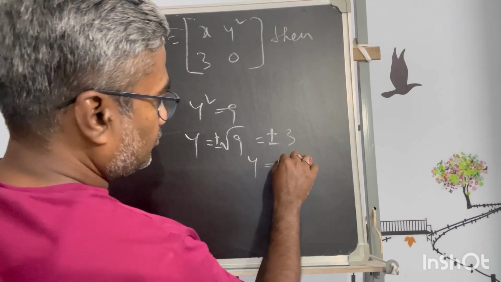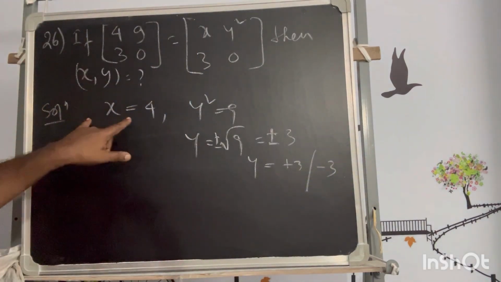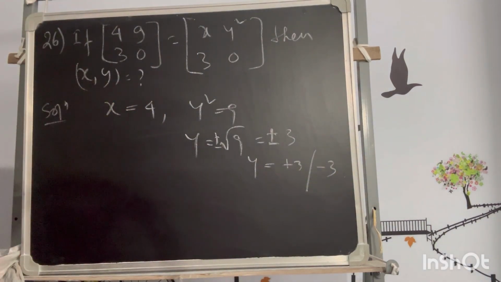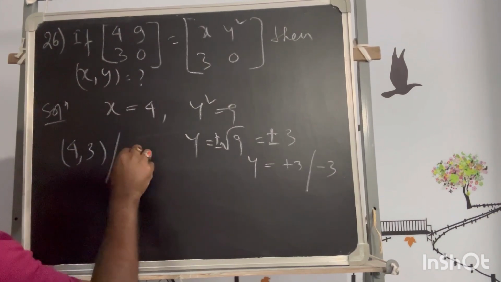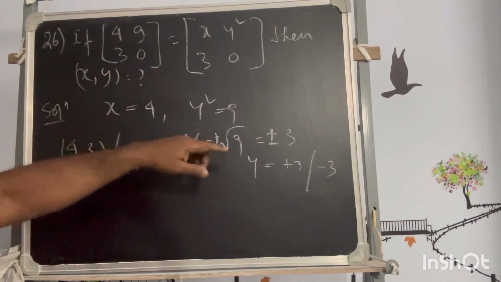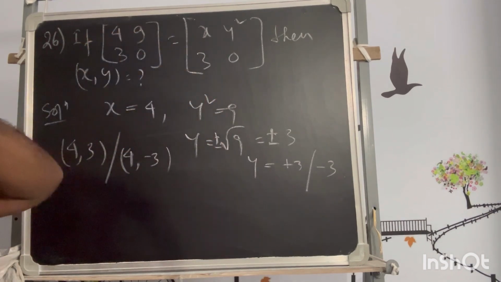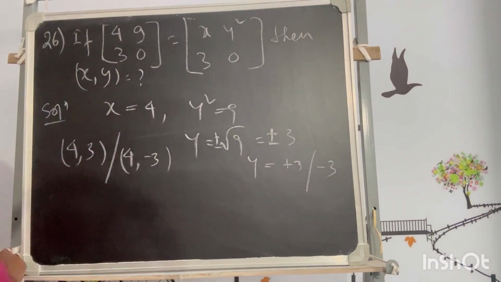Y could be plus 3 or minus 3. You have to take both. So there are two combinations with this. So this could be this, or this could be this, two answers we will get, which will satisfy this relation. Okay, fine. Moving to next.